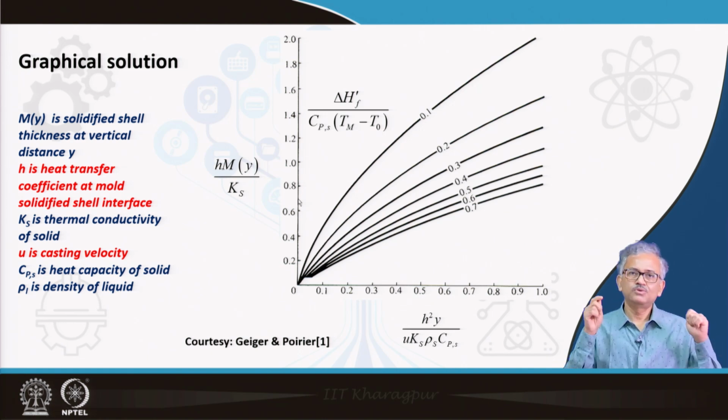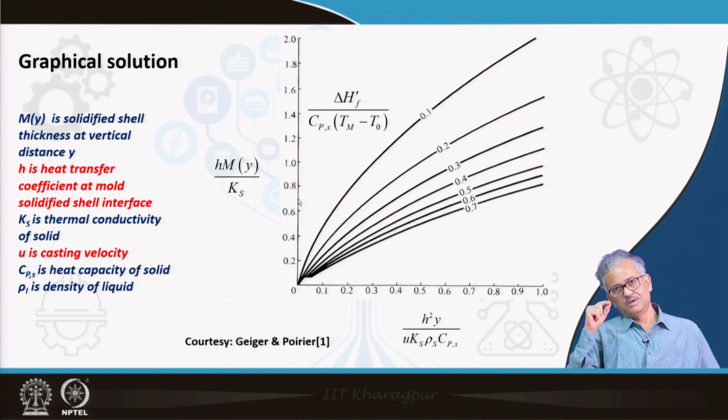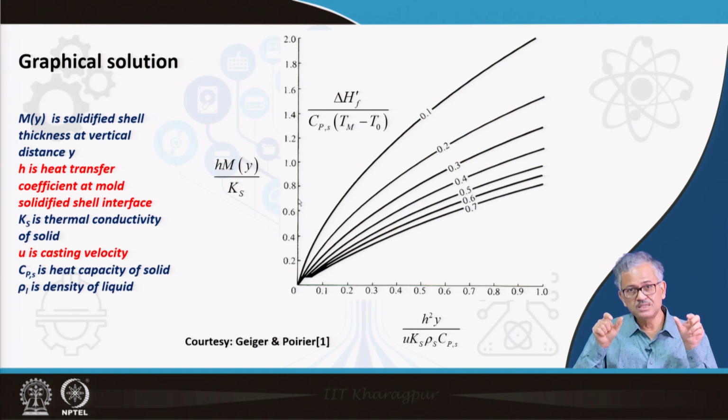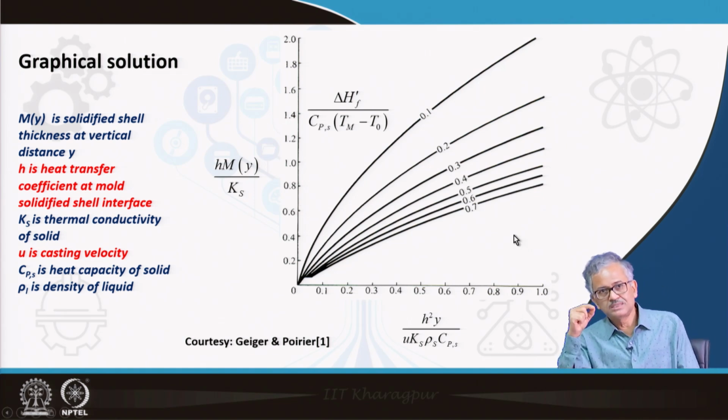Now if I want to calculate the shell thickness at the exit of the mold, which is most important, that is called the skin thickness. Skin thickness is very important. As I said, when the casting is coming out of the mold, it should have sufficient thickness such that it can withstand the internal liquid pressure, because liquid is there inside and it is a huge pressure, so it will try to break the skin. So the skin should have sufficient thickness to withstand that pressure. That's why the skin thickness at the exit is very important.